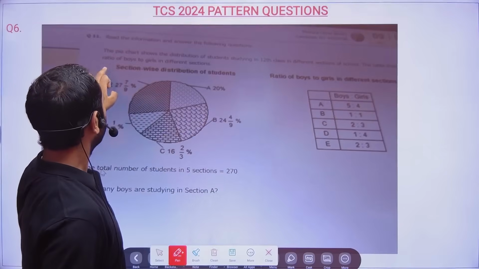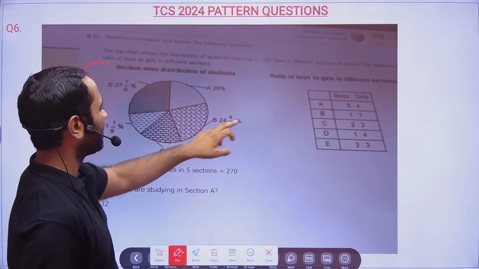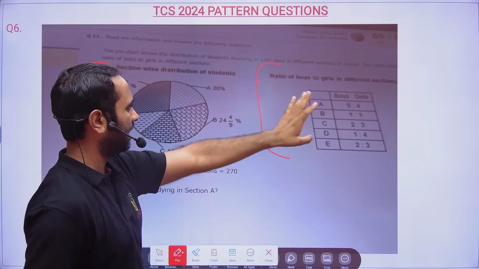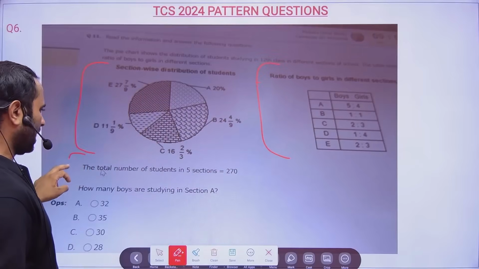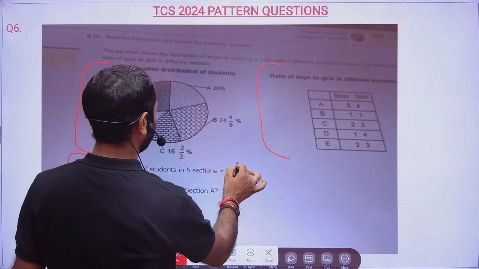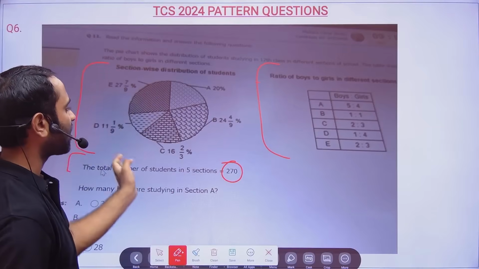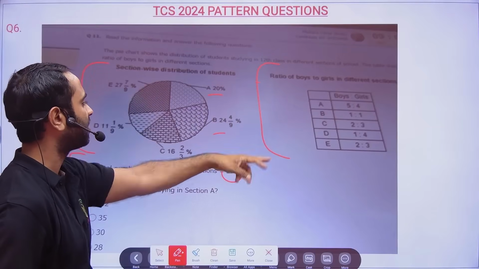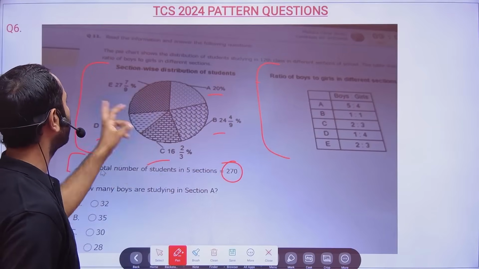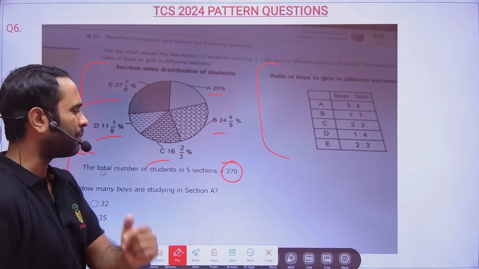So the pie chart shows the distribution of students studying in 12th class in different sections. So section-wise distribution of students is there. The ratio of boys to girls in different sections is given. The total number of students in 5 sections is 270. Many students read that and blindly started calculating: in A how many students, B how many, C how many, D how many, E how many. You don't have to do it blindly.